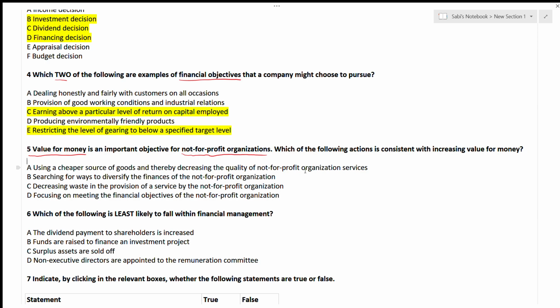D is focusing on meeting the financial objectives of a not-for-profit organization. So it seems like C is the right answer. Decreasing waste. Right? Decreasing waste is the right answer.